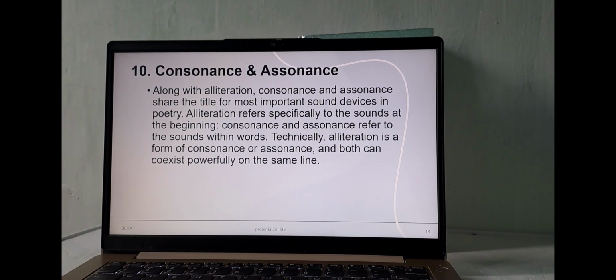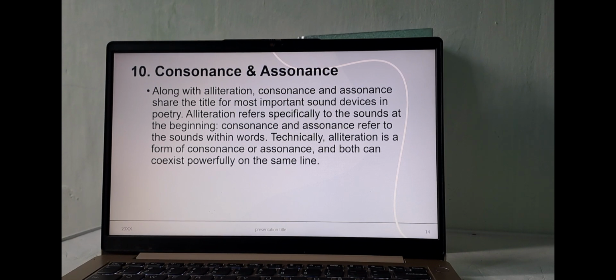Number 10. Consonance and assonance. Along with alliteration, consonance and assonance share the title for most important sound devices in poetry. Alliteration refers specifically to the sounds at the beginning. Consonance and assonance refer to the sounds within words. Technically, alliteration is a form of consonance or assonance, and both can coexist powerfully on the same line.